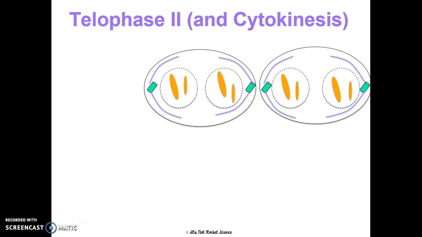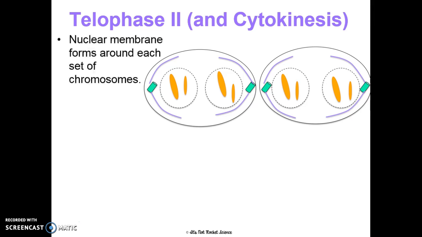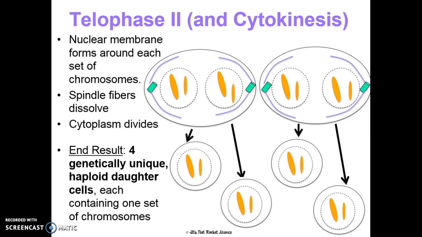So, telophase 2 and cytokinesis. Our nuclear membranes form again, spindle fibers dissolve, and our cytoplasm divides. All the same stuff. But here's the biggest difference. We end up with 4 completely unique haploid daughter cells with 1 chromosome each. All right? Each one of these cells is completely genetically unique. Okay, that's the whole big point here of meiosis. We end up with unique cells.